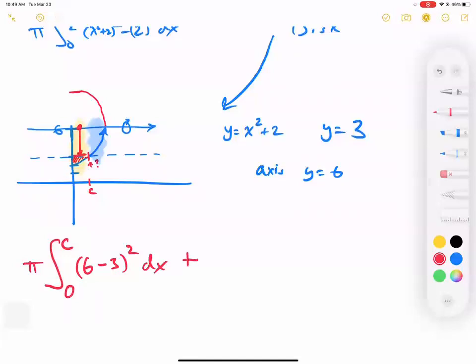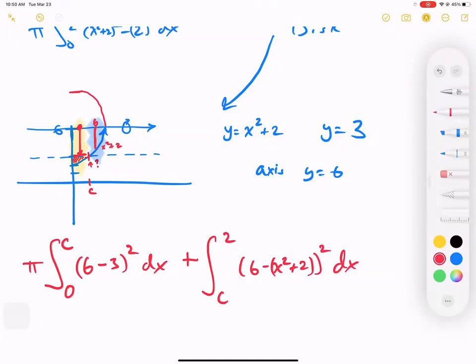Then we're going to add this part here, which is 6 to the function x squared plus 2. Integral from c to 2 of 6 minus (x squared plus 2), squared. Don't forget the parentheses, because that's going to flip it. Okay, so I want you to be cool with the parts. Really, I'm not setting up the integral until I actually see the picture, to see, okay, this is one section and this is another.